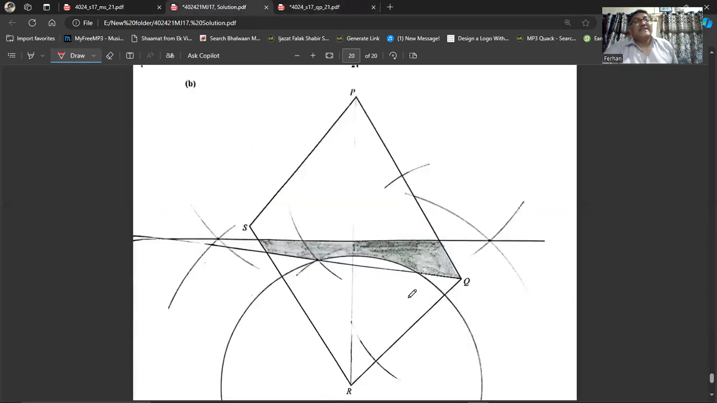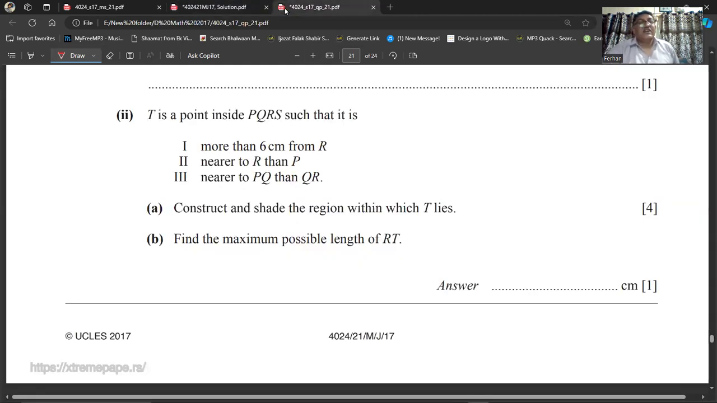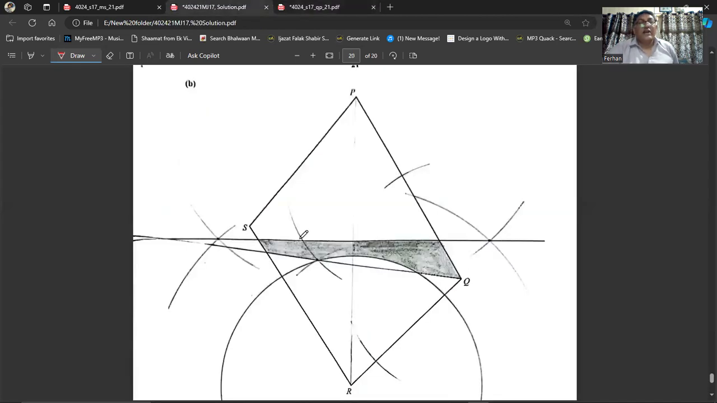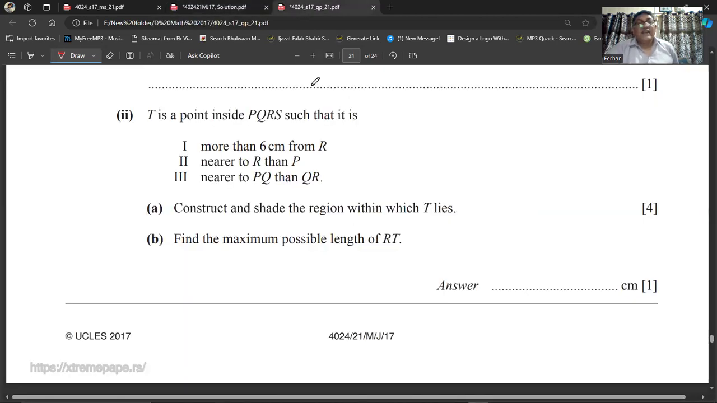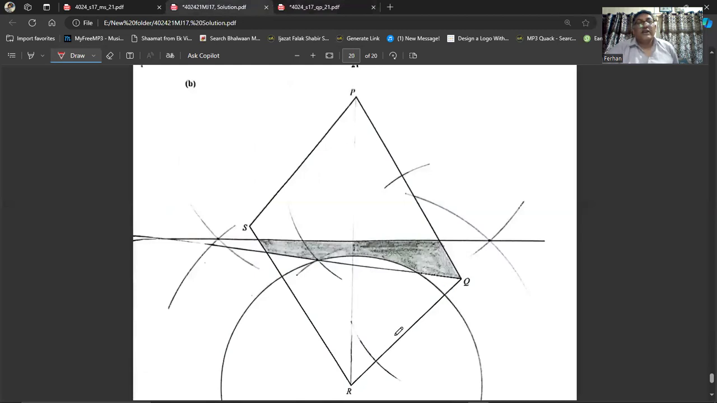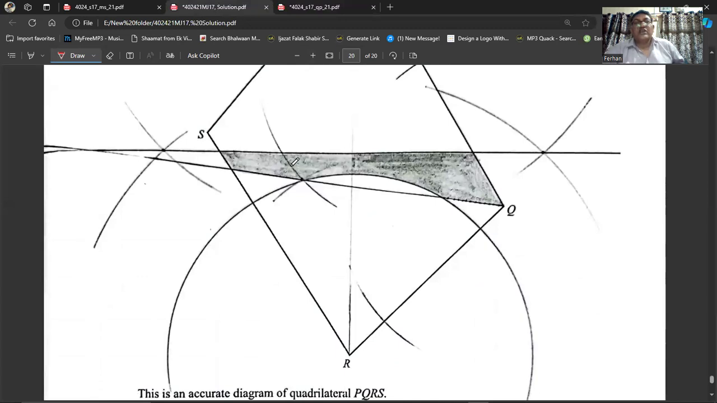So it is more than 6 centimeter. You have to remain outside this circle. And then he says nearer to R than P, you have to remain below this line. And nearer to PQ, on this angle bisector, you have to remain above this angle bisector. So this portion will be shaded. I hope you can see this portion which I have shaded.